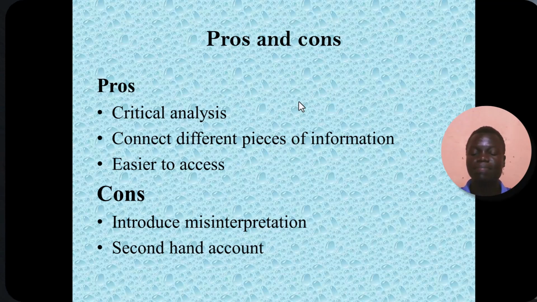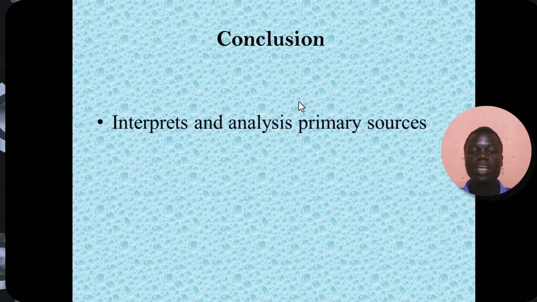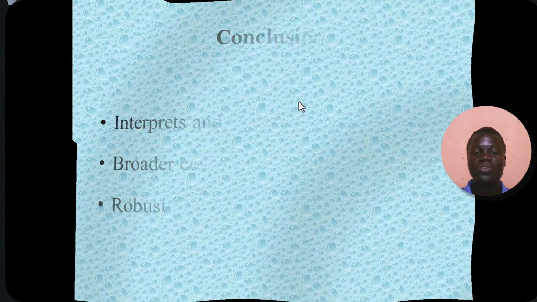Basically, that is what you need to know about the secondary source of information. You get to know that it interprets and analyzes the primary sources of information. It has a broader context, and it critiques information. That is how useful and good it is. It is very robust. It relies on getting data from all corners, and therefore forms a satisfying source of information.